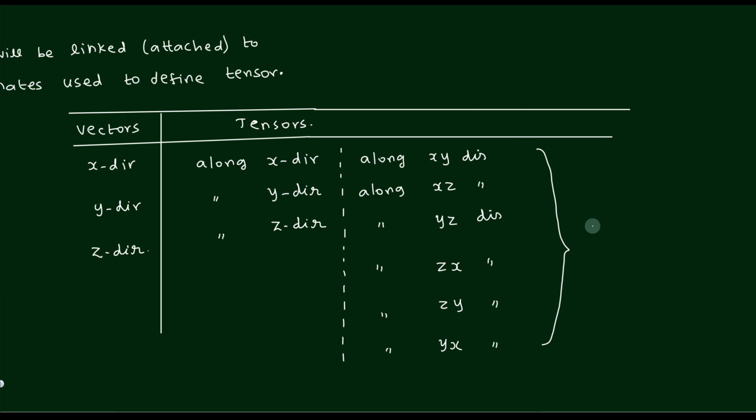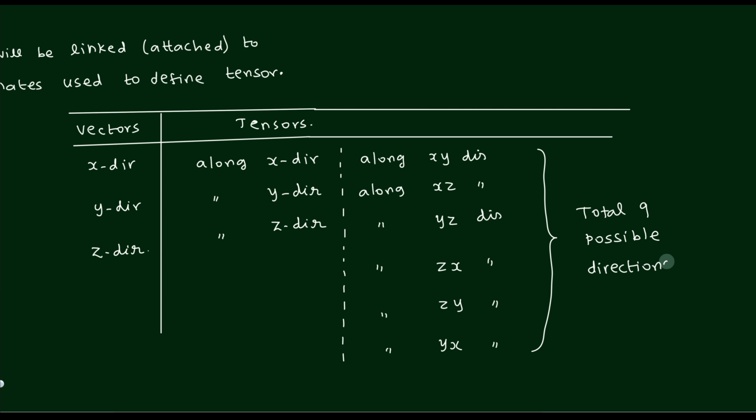So the entire thing gives you what it is. This gives you 9 possible directions. So the advantage is that with the tensor you can deal with 9 possible directions. That is what it means to say.